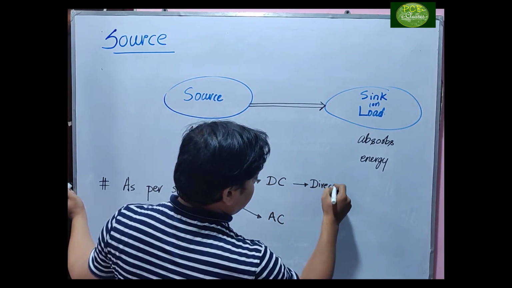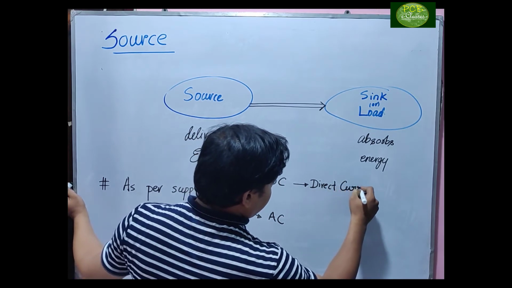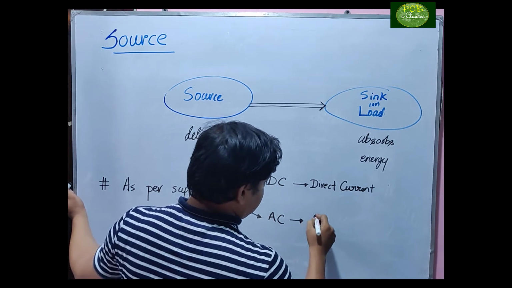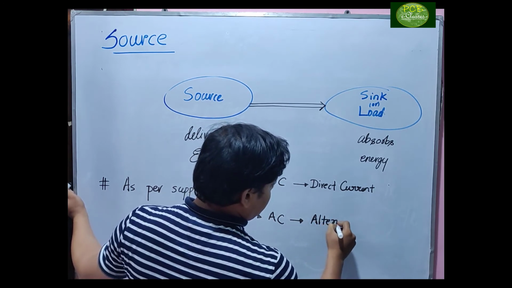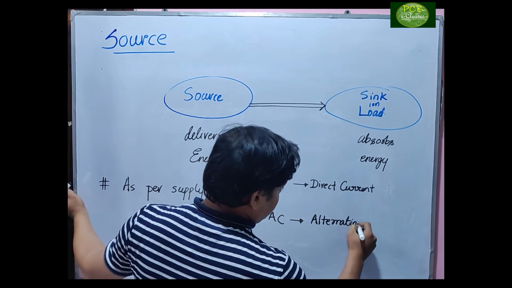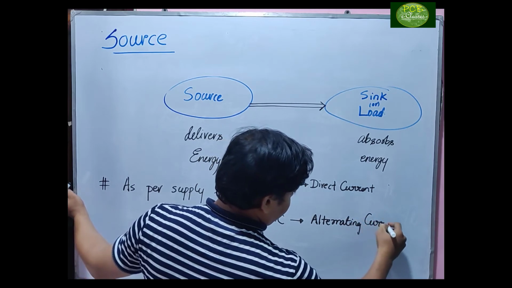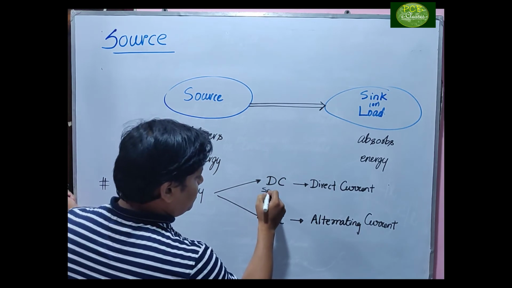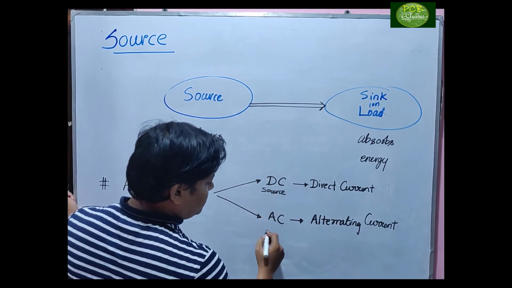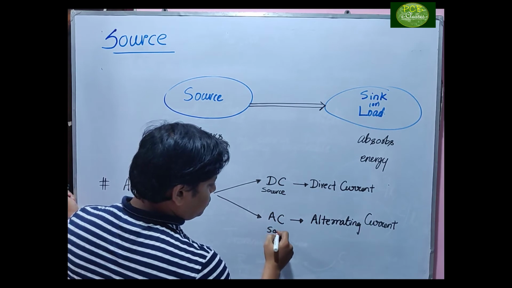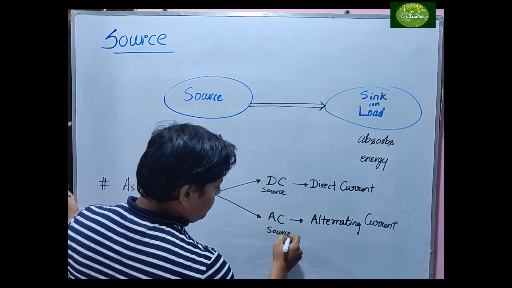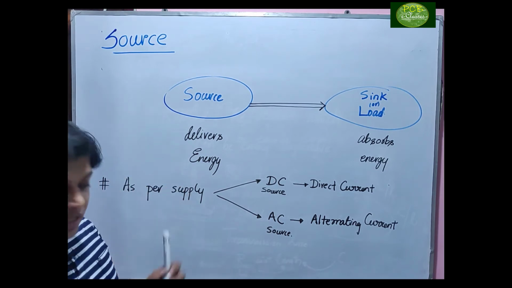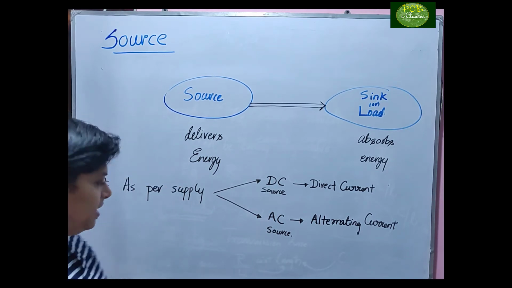Direct current. Fine. This is alternating current. So, what type of sources are there? DC source, another is AC source. Fine. So, as per that one, what are the notations we are giving for the DC source?